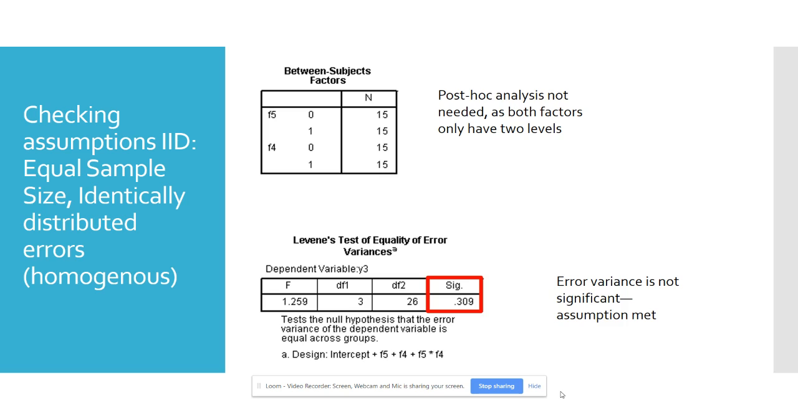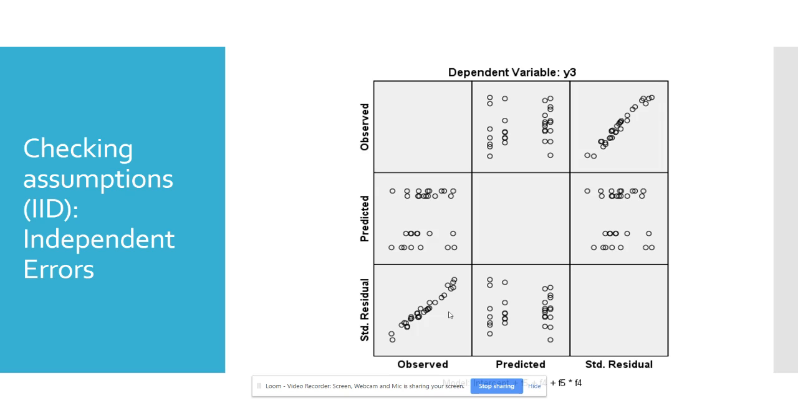An important part of ANOVA is that all groups have an equal sample size. This chart shows us that we do. Also, since both variables only have two levels, 0 and 1, post hoc analysis is not needed. The first assumption from IID that I checked was that errors are identically distributed, or homogeneous. This is done by looking at Levene's test for equality of error variance. In this case, equality of error variance is not significant at the 0.05 level, showing that errors are equally distributed and that the assumption is met.